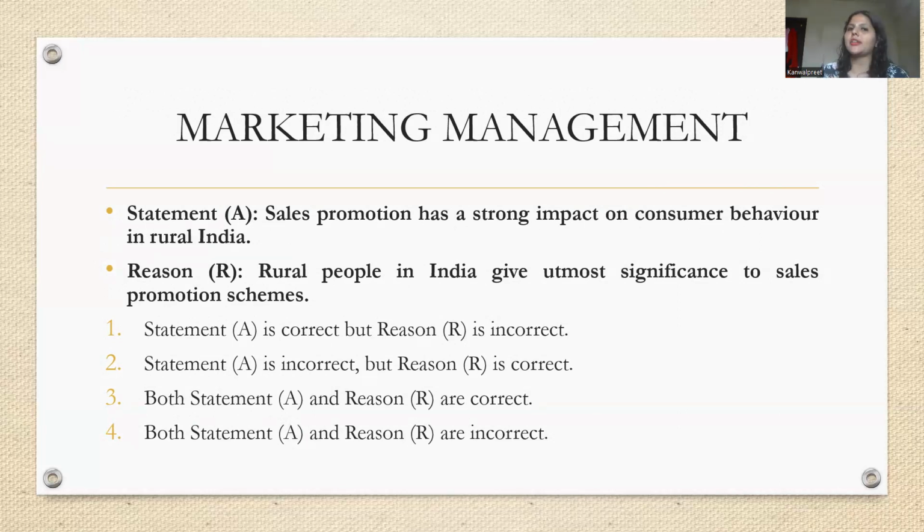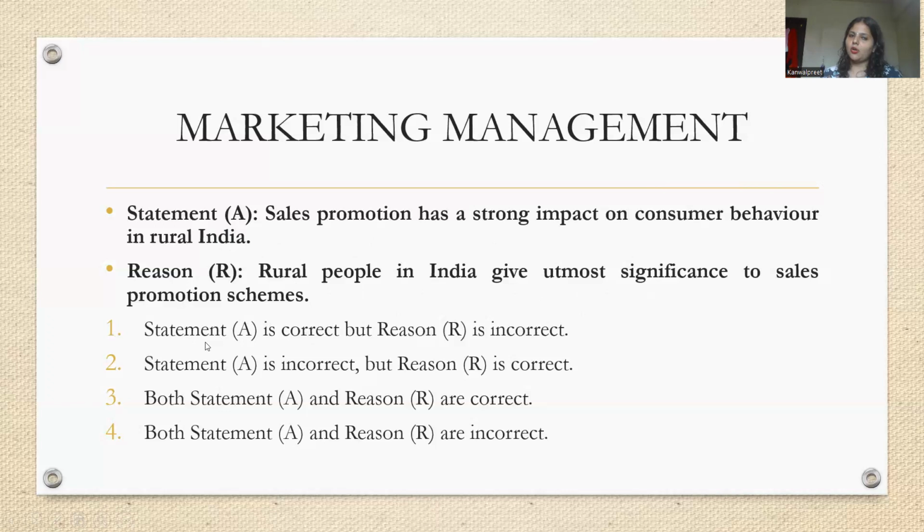It has a strong impact on consumer behavior. It means because of sales promotion, people are buying your products. Okay, so they are talking about rural India. So how many concepts do we have? Sales promotion, consumer behavior, and they're talking about rural India. The keywords. Reasoning: rural people in India give utmost significance to sales promotion. So they're talking about people in villages, they give utmost, maximum importance to sales promotion.